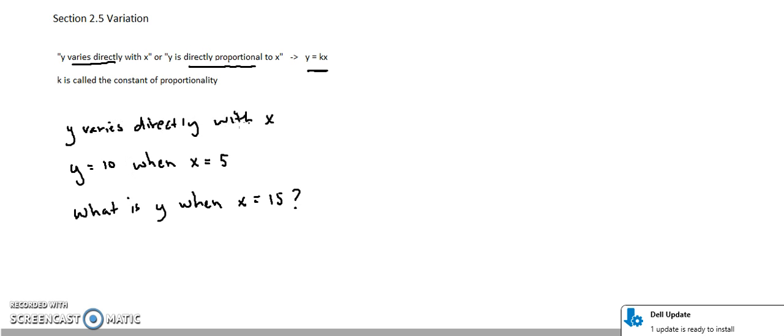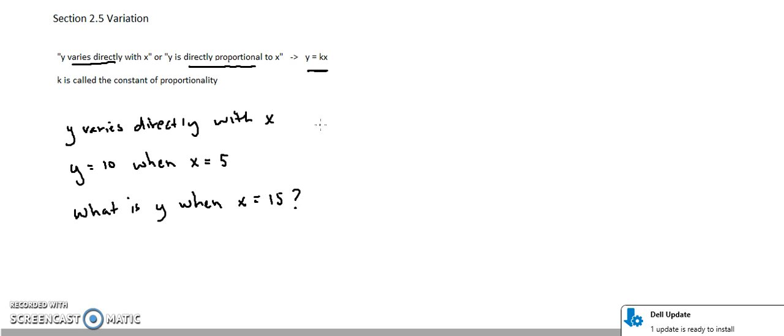So we know that y varies directly with x, that's the wording that we're looking for here. We know that y is 10 when x is 5, and we want to know what is y when x is 15. So again, when you look at this, you could probably either look at the relationship between the x's or look at the relationship between y and x and figure out that y is going to be equal to 30. And that's good if you can do that, but we still need to go through the steps so that when we get to the other ones, we can do them as well. Okay, so there's 3 steps for all of these.